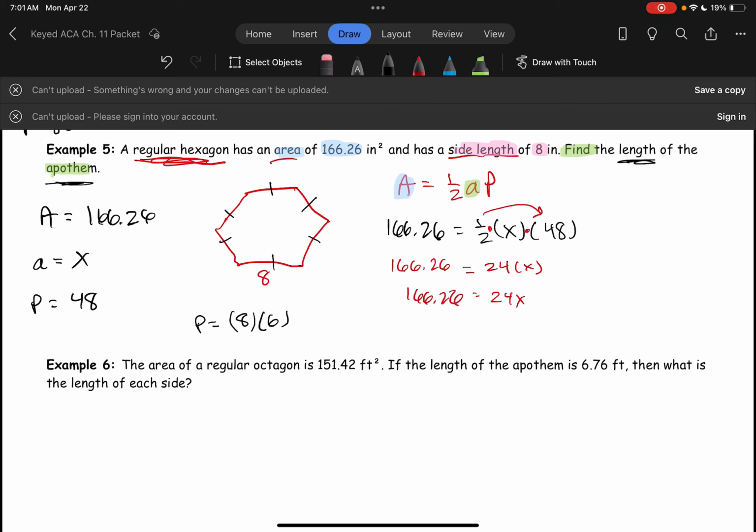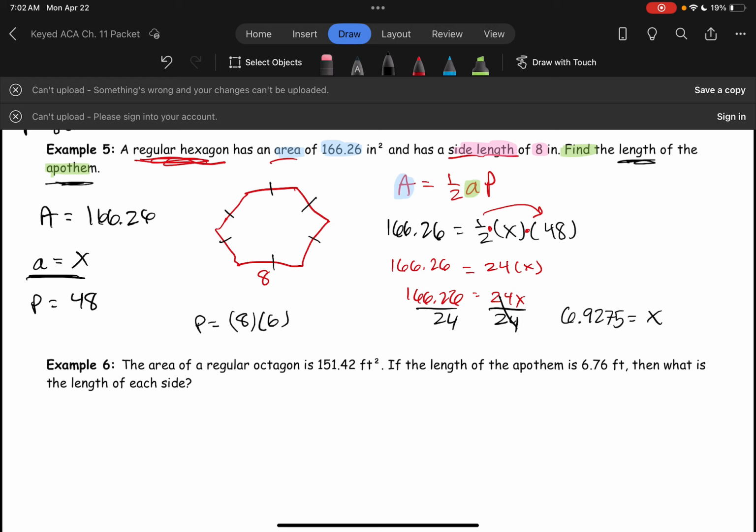If I want to find x, which we have labeled as the apothem, we're going to divide both sides by 24. And so from here, we're going to type in the calculator 166.26, and we're going to divide that by 24. Doing so tells us that x is equal to, well, 6.9275.